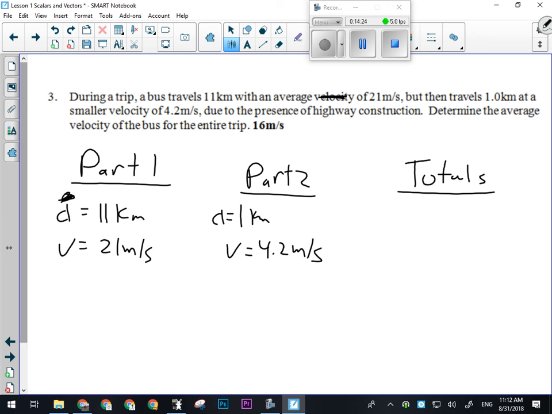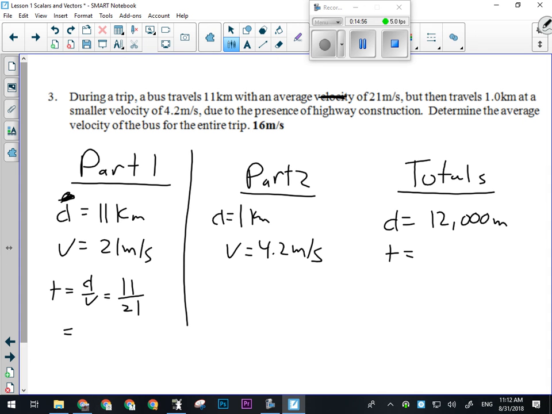All right, so our total distance, we need to put in meters because we already said we can't have kilometers and meters in the same calculation. So our total distance is 12,000 meters, not kilometers, and our total time, we don't know. We have to find it. We have to find the time for each one of the two parts. So T equals D over V. So we'll have 11 over 21.